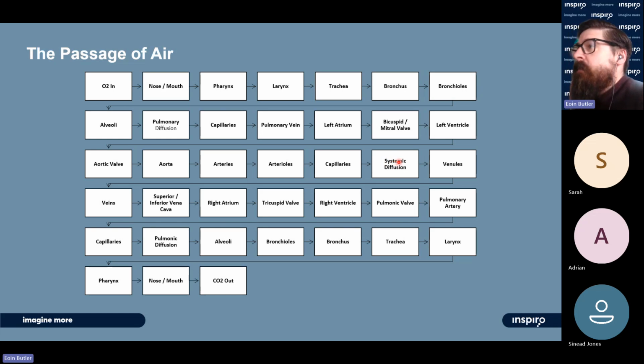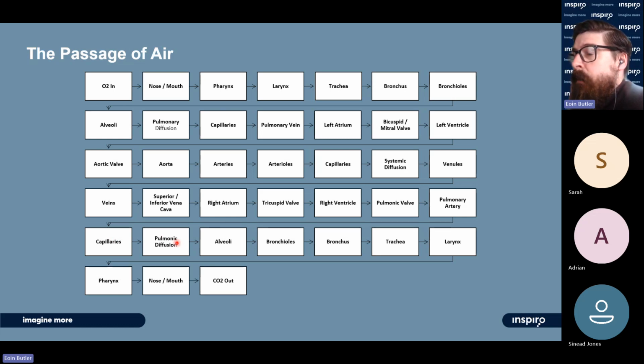So if we think about the muscular system, systemic diffusion will take place where we use our oxygen, and our waste product, carbon dioxide, will then jump into the capillaries and be brought back towards the heart via the venules, the veins, and then into the heart through the superior and inferior vena cava. Filling up the right atrium, our atrioventricular valve will open up, filling up our right ventricle. The right ventricle will contract, taking blood out through the semilunar valve into the pulmonary artery, taking blood back to the lungs, to the capillaries surrounding the alveoli.